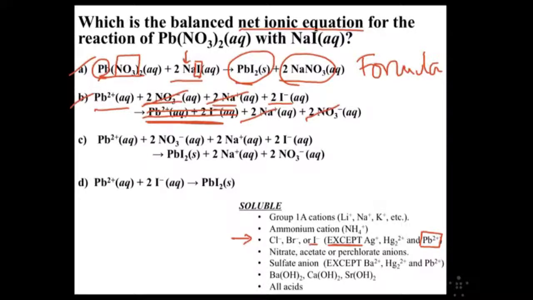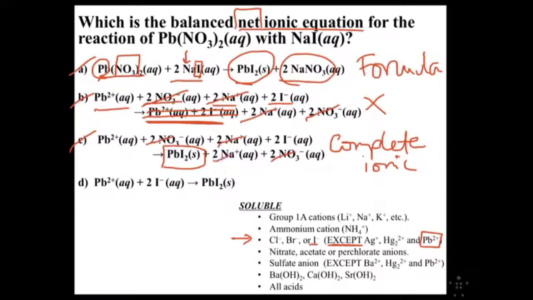Let's see. This one has the lead iodide in the solid form, so there's our complete ionic equation. But this is asking for the net ionic, so that's still not the answer. This one's just wrong altogether, B. And then D, we should have the nitrates and the sodiums out of there, so we only have the lead mixing with the iodine. That's our net equation. Those are the things that are really changing in this reaction. So the answer is D.